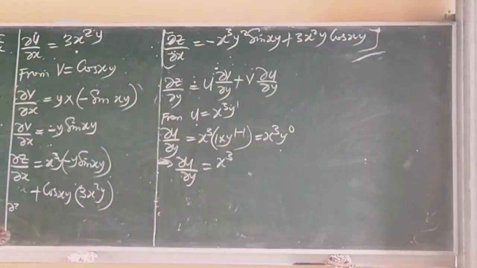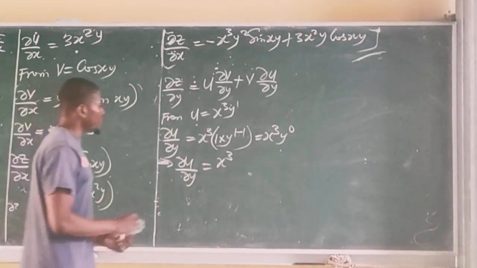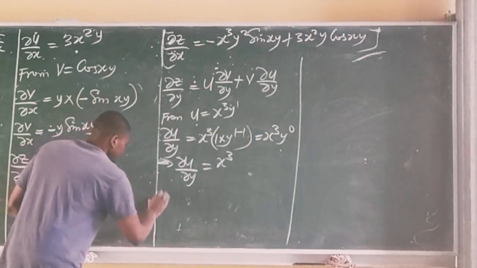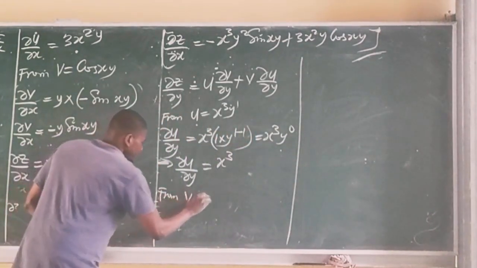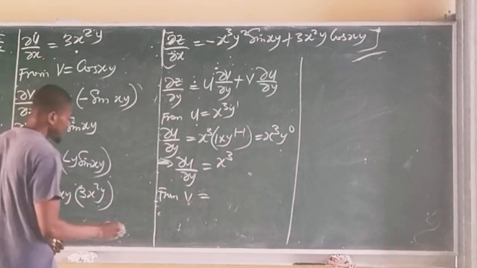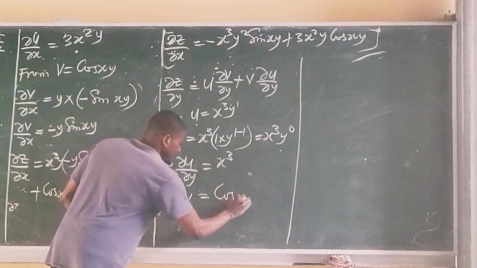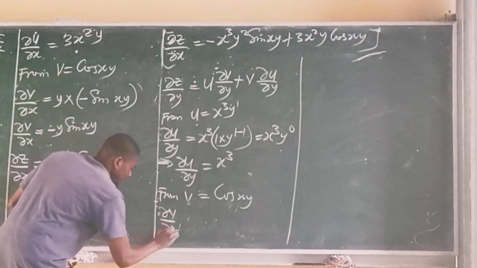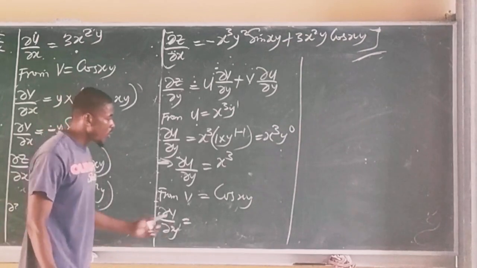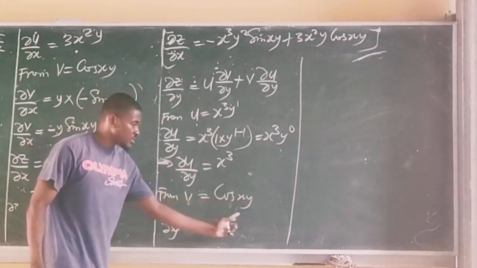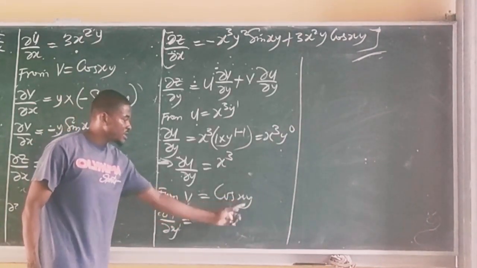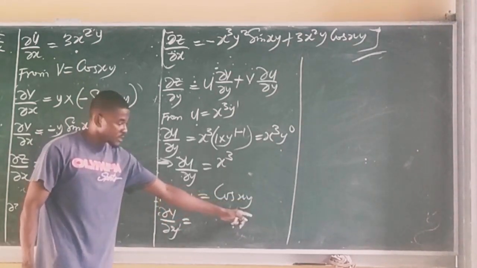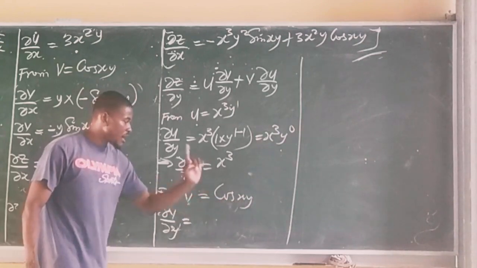Okay, that's the first thing. Next is to find the partial derivative of v with respect to y. So from v is equal to cos xy, same thing, partial v, partial y is now equal to, first of all, differentiate the angle partially. If I'm differentiating the angle partially, it means that I'm going to keep x as constant, then differentiate y. If I differentiate y, I'll simply have 1.